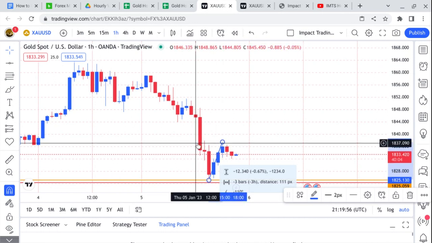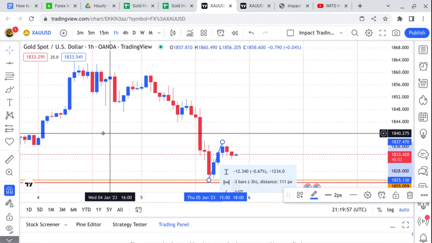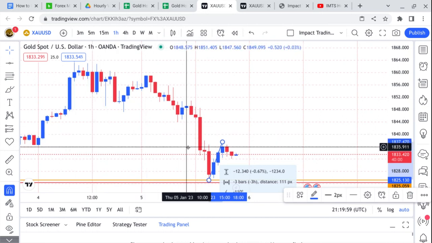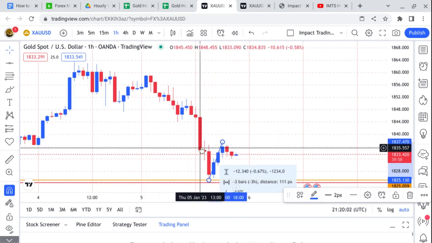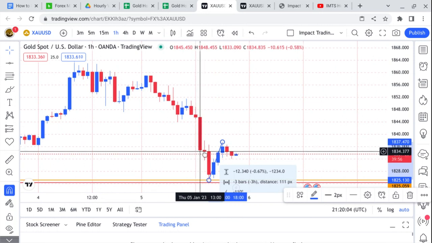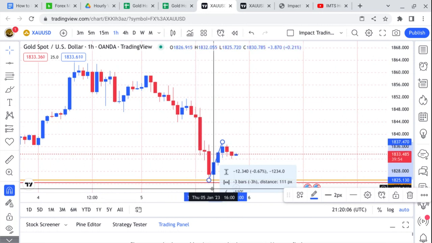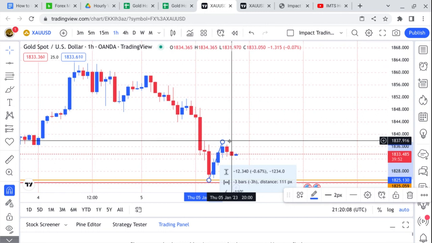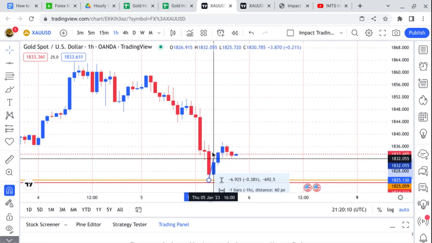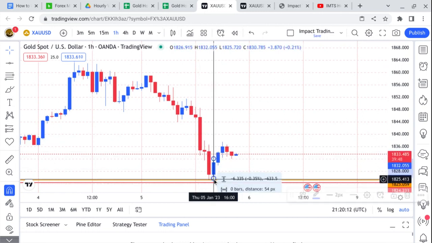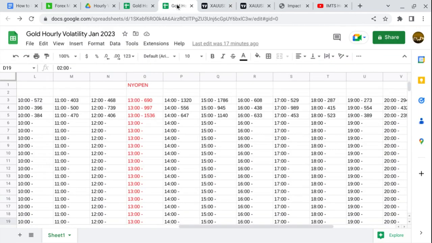Now these trades happen every day, depending on your style. This is an intraday trading style. So again, using this data, what would we expect here for the 1600 hour? Well, let's see. 1600 today moved in our favor, 600 pips. Let's go to the data.